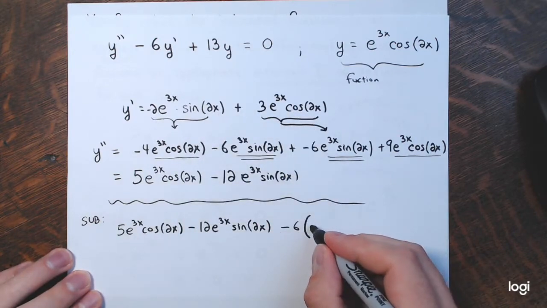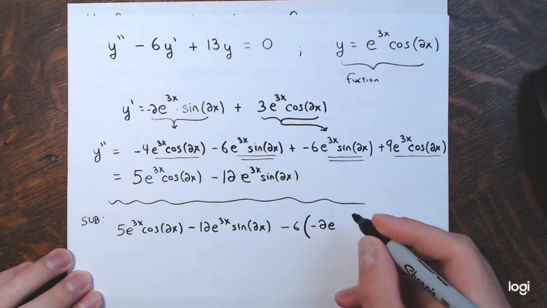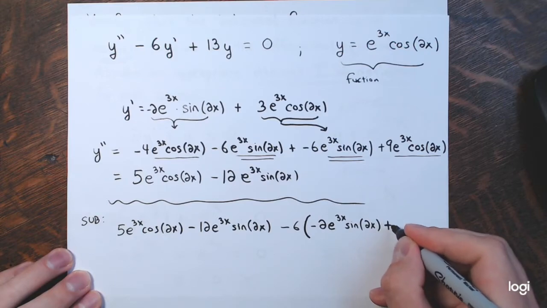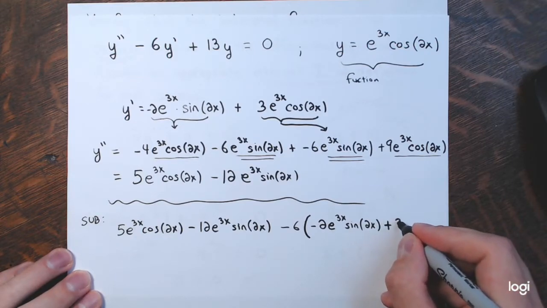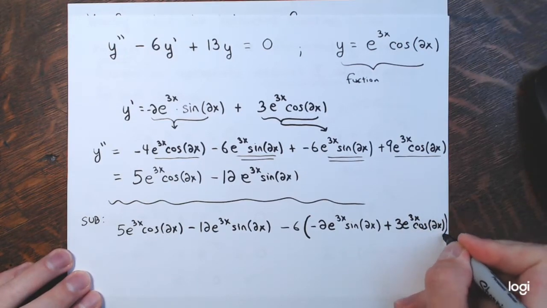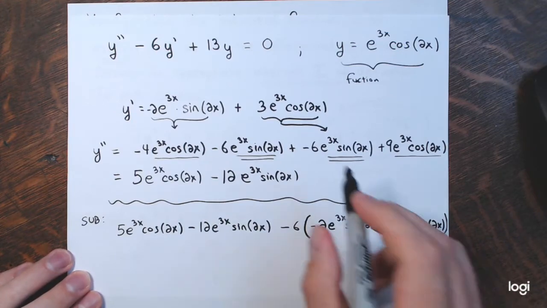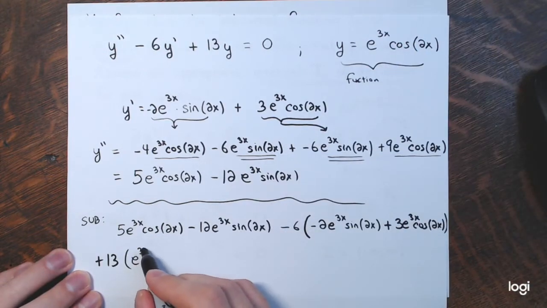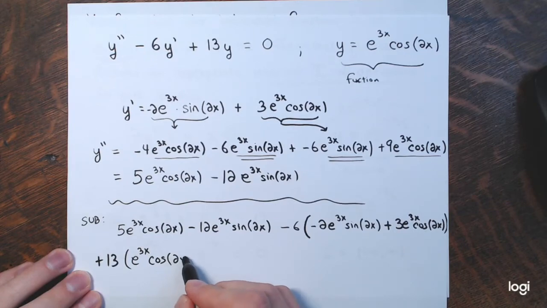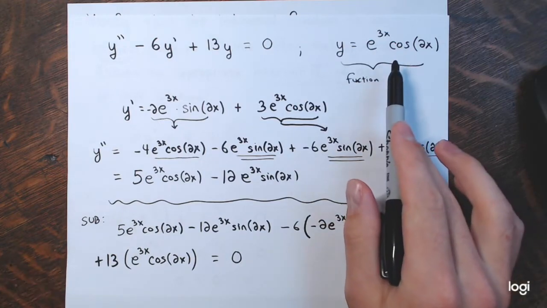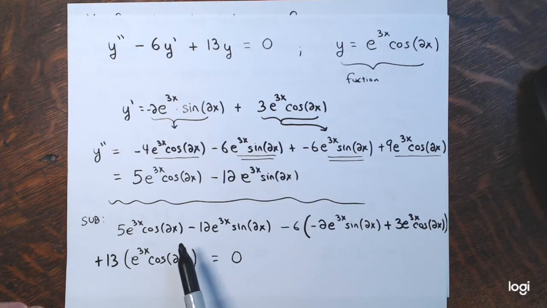We had negative 2 e to the 3x sine of 2x plus 3 e to the 3x cosine of 2x. Sorry about the edge of the page there. And then finally plus 13y. Well, 13 times y is this e to the 3x cosine of 2x. And then you have equals 0. Now, hopefully, if this truly is a solution and I did my derivatives correctly, this should end up being the true statement, like 0 equals 0.